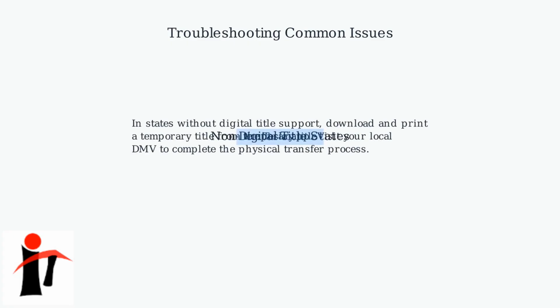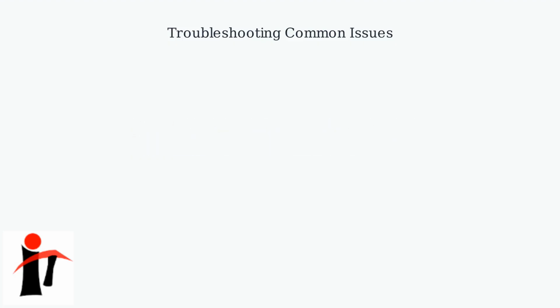In states that don't support digital titles, you'll need to download and print a temporary title from the Tesla app. Then, visit your local DMV to finalize the physical transfer paperwork. If verification steps like two-factor authentication or biometric confirmation fail, make sure both parties have verified Tesla accounts. Older vehicle models may require a visit to a Tesla service center for manual assistance.